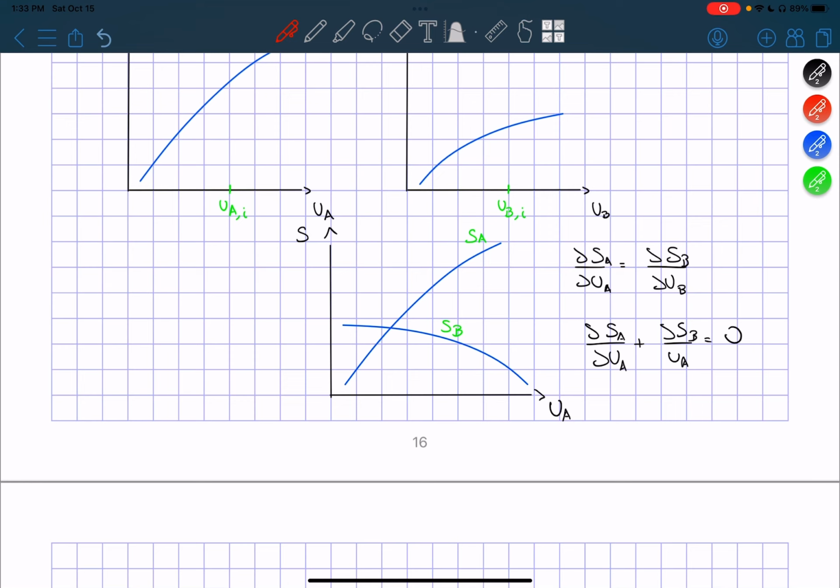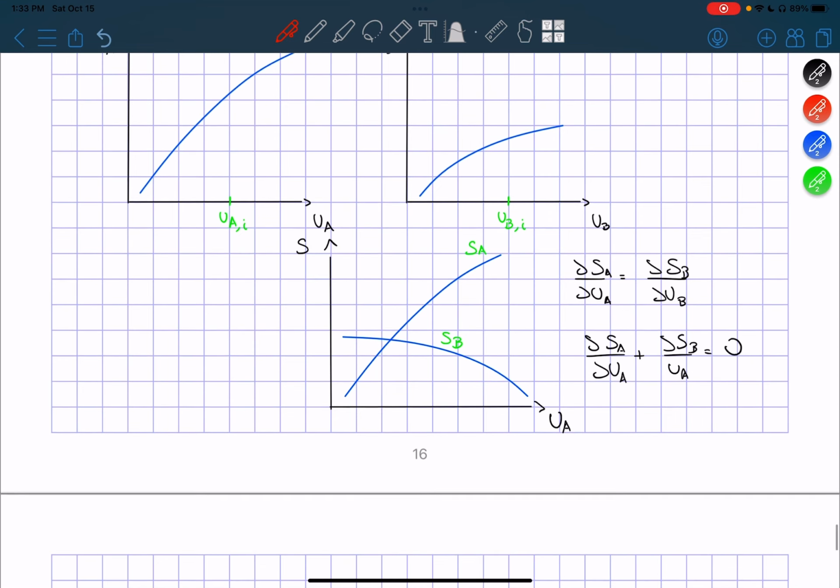So even though our graphs are not perfect, we can imagine, for example, that these two slopes right here have the same absolute value, opposite magnitude. So the final energy will be this point right here, U final of A. And of course, let me write it like I did before, U_A final, and then U_B final will equal U total minus U_A final. The important thing is that we have to look at the slope and find where the two slopes added together equal zero when we are deriving in the same terms, both in terms of U_A.